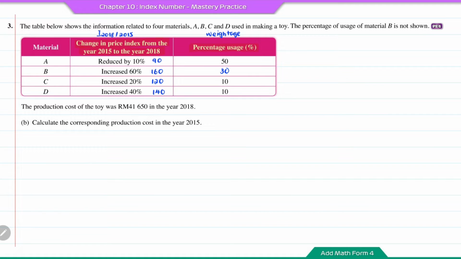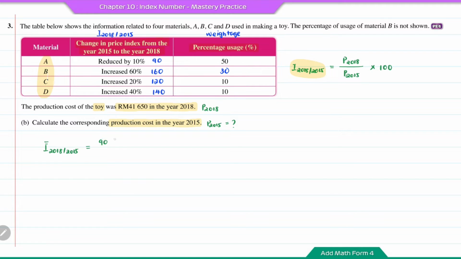Question B. Calculate the corresponding production cost in the year 2015. So we can find the corresponding production cost here using the formula of the index number. So we already know the cost in the year 2018. The index number that we want to use here will be the composite index, as the corresponding production cost here is referred to the toy, which includes all the material. So first we're going to find the composite index in the year 2018 based on 2015.